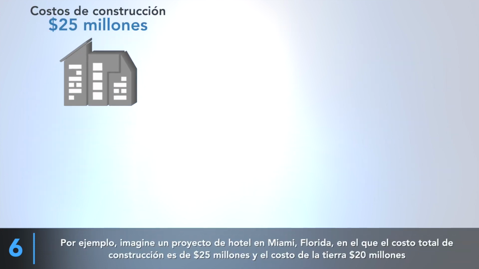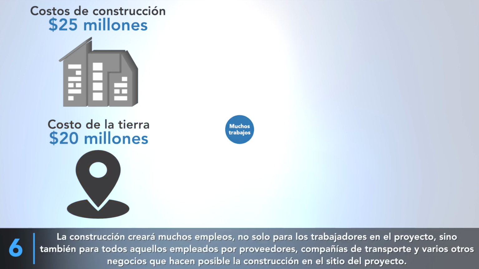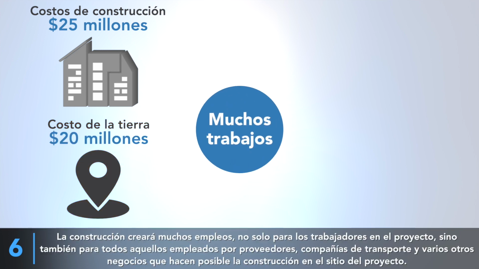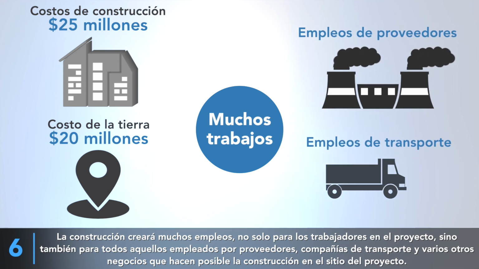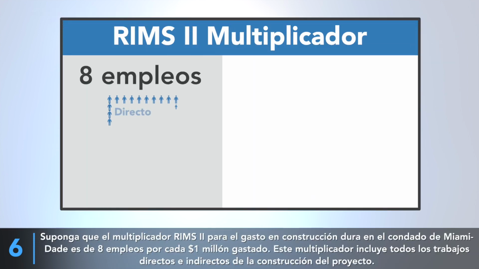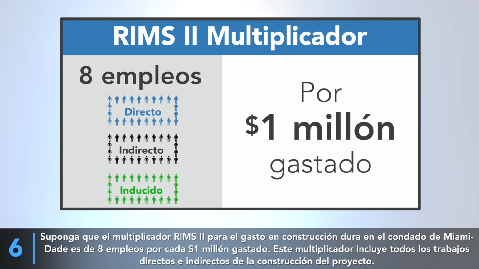For example, imagine a hotel project in Miami, Florida, in which the total hard construction cost is $25 million and land cost is $20 million. The construction will create many jobs, not just for the workers on site, but also for all those employed by suppliers, transportation companies, and various other businesses that make the construction on the project site possible. Assume the RIMS2 multiplier for hard construction spend in Miami-Dade County is 8 jobs for every $1 million spent. This multiplier includes all direct and indirect jobs from the construction of the project.